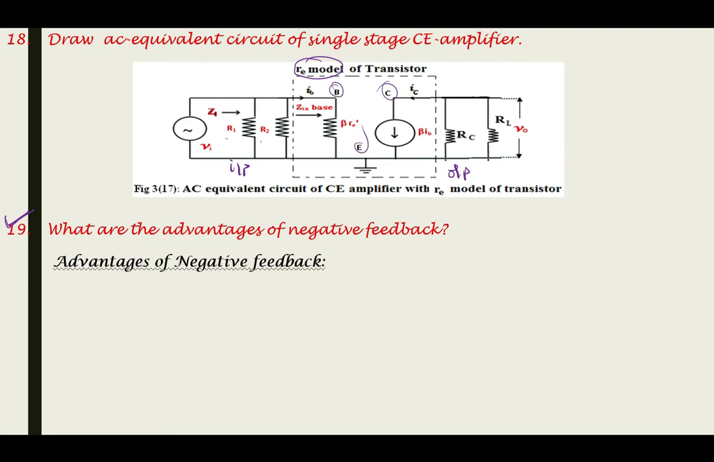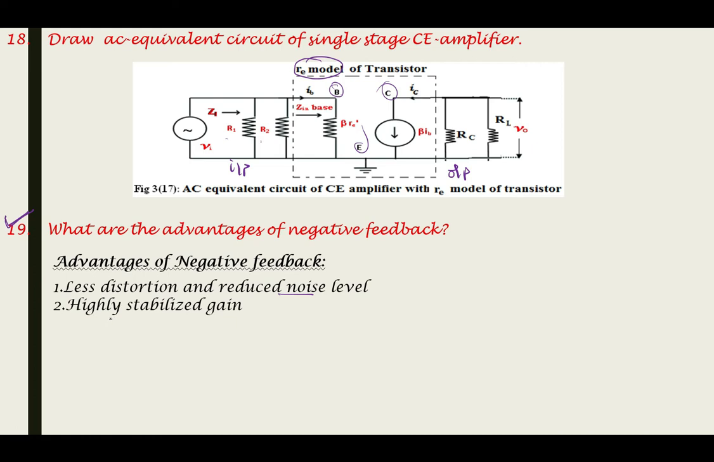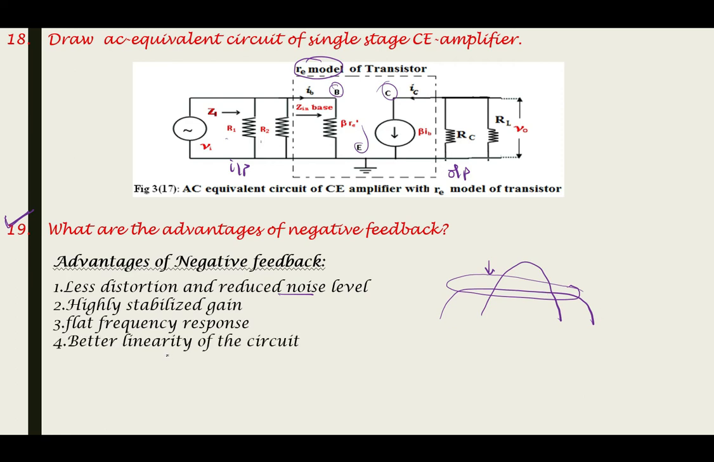So the advantages of negative feedback are less distortion and reduced noise level. You can write it as 2 points; I have given it as 1 point. Highly stabilized gain. Flat frequency response. The frequency response, instead of being like this, will be like this. This area will be more flat. As the curve becomes more and more flat, better linearity will be there for the circuit. Because of that, bandwidth also increases.